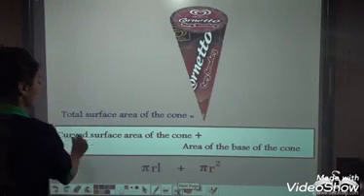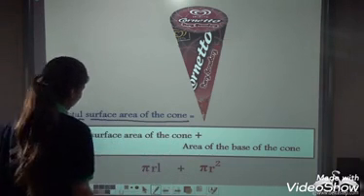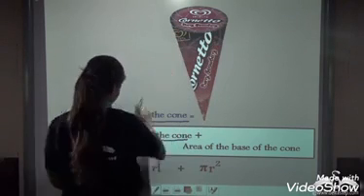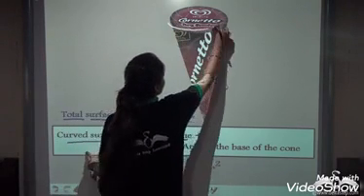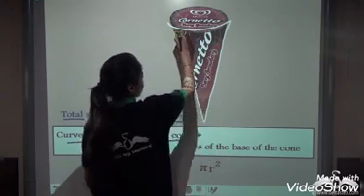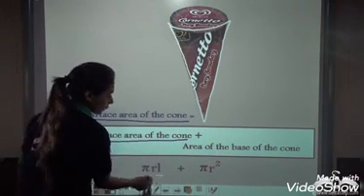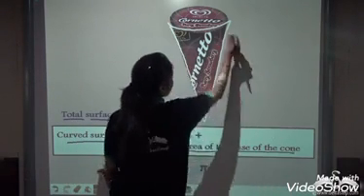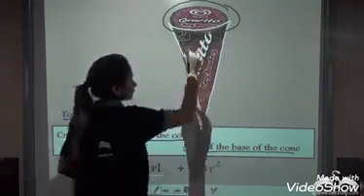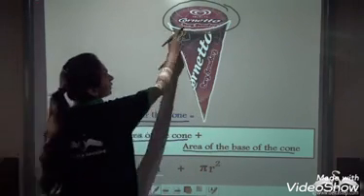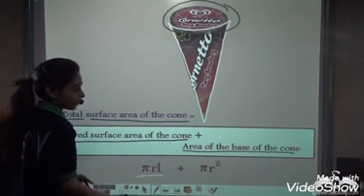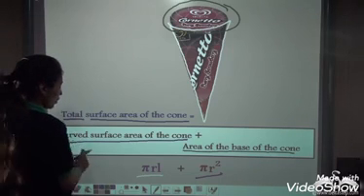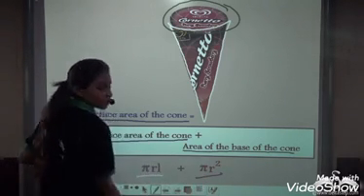So you can say that the total surface area of the cone is actually the curved surface area of the cone, that is this part, covered totally, that is pi r L, plus the area of the base of the cone. Now this is acting as the base of the cone. Here the cone is upright, but then this is actually the base of the cone. So this can be calculated with pi r square. So total surface area of the cone will be pi r L plus pi r square.